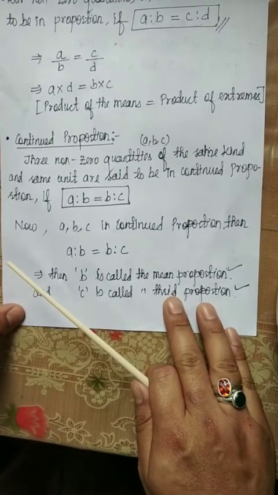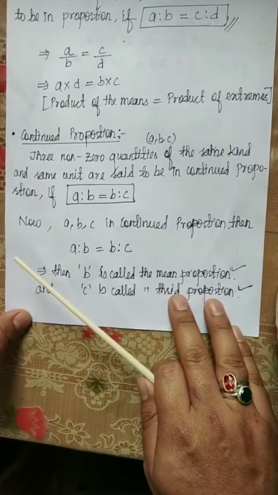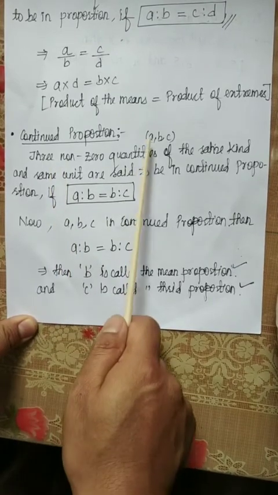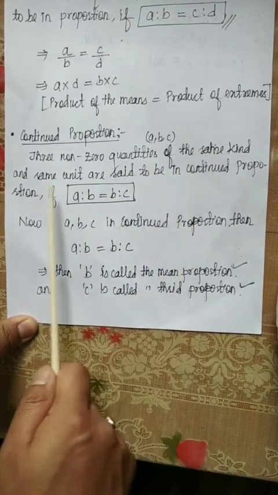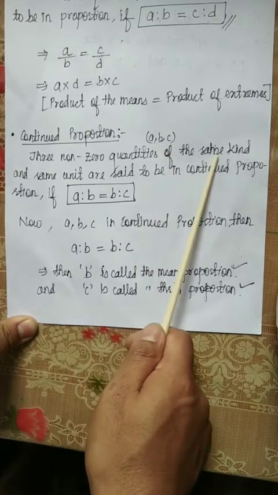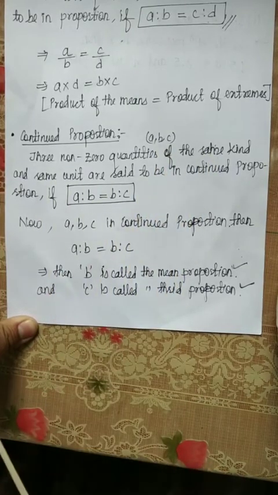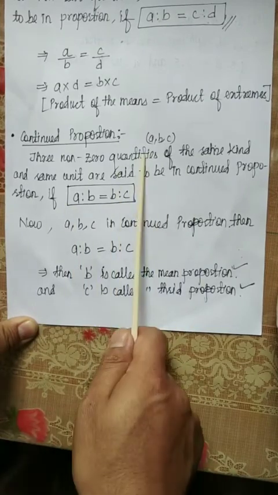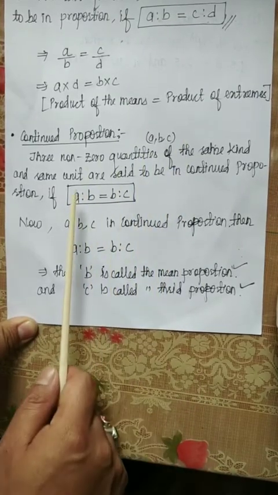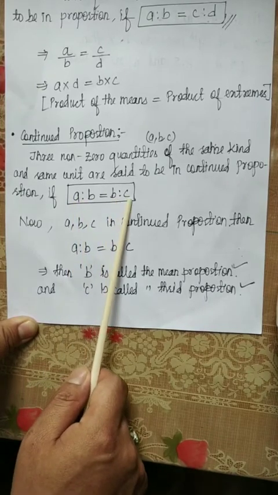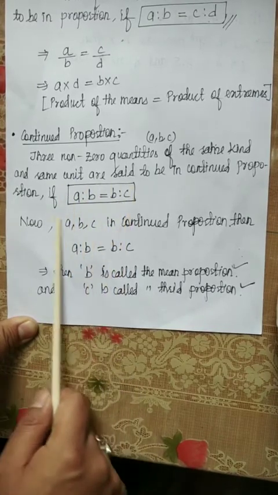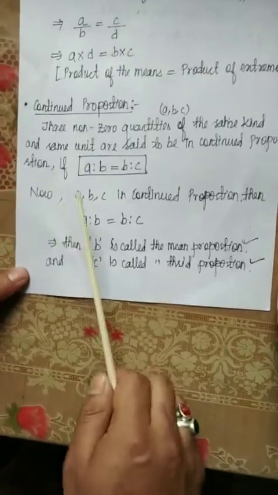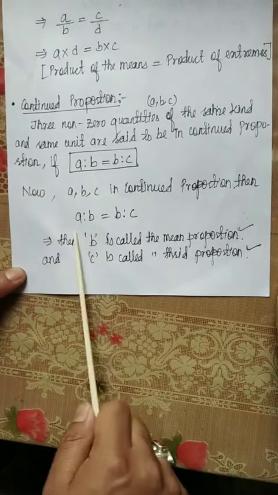Similar to proportion, in continued proportion, three non-zero quantities A, B, C of the same kind and the same unit are said to be in continued proportion if first is to second is equal to second is to third, that is, if A is to B equals B is to C. A, B, C are said to be in continued proportion if A is to B equals B is to C.